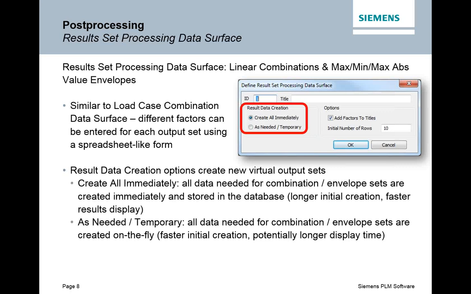So a new result set processing data surface is now available. Like the load case combination data surface, if you've seen that, you can now use that sort of idea on the result sets. So you can apply different factors to each output set and combine them using the spreadsheet-like form. And there are two ways of creating that data. You can create all immediately or just as needed.